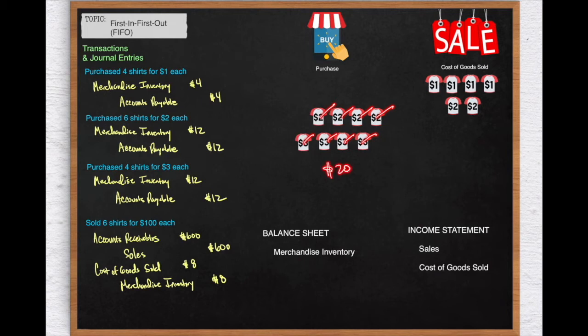Here we're going to record the balance sheet. After this transaction, what was left over on the balance sheet on the merchandise inventory? Well, it's $20. The sales on the income statement is $600. It's that 6 shirts times $100. And then your cost of goods sold is what's left. You could look at the shirts up above where it says sale, or look at the journal entry. We only had one sale, and that is for $8.